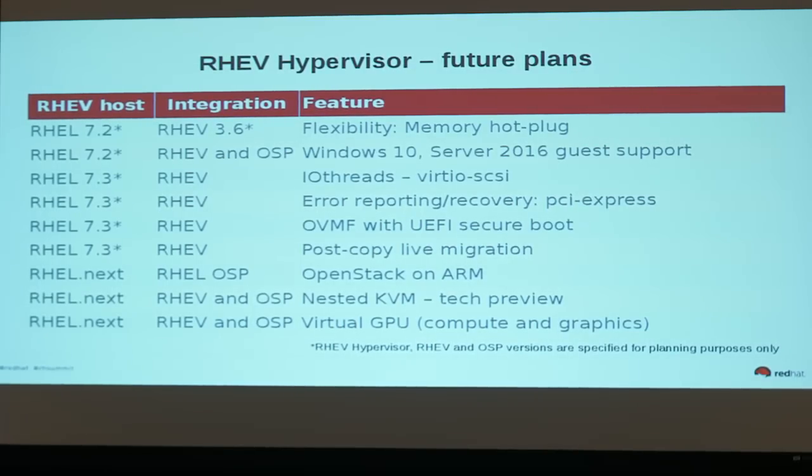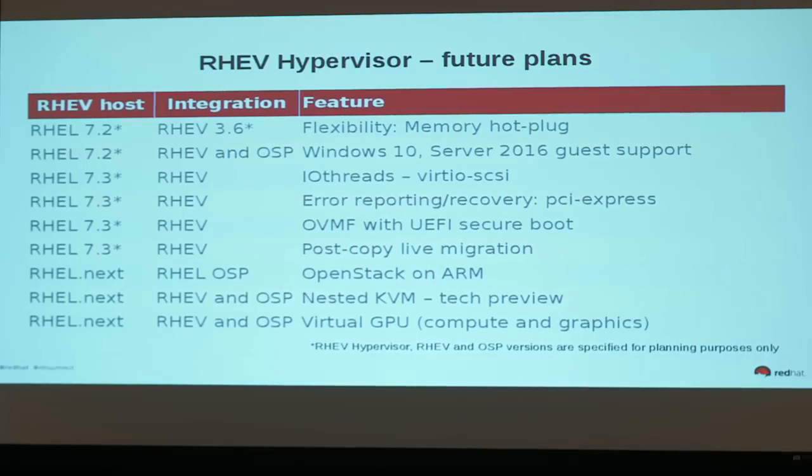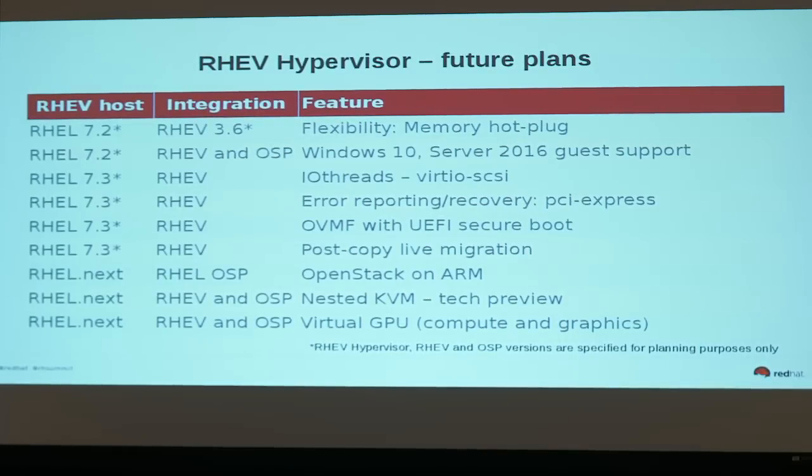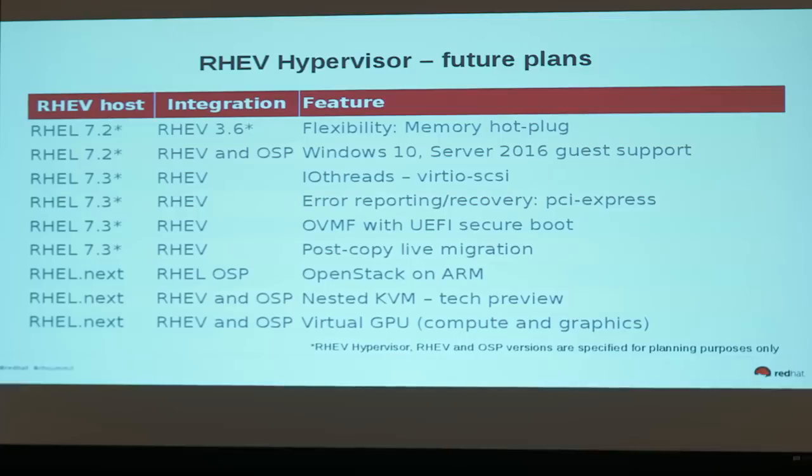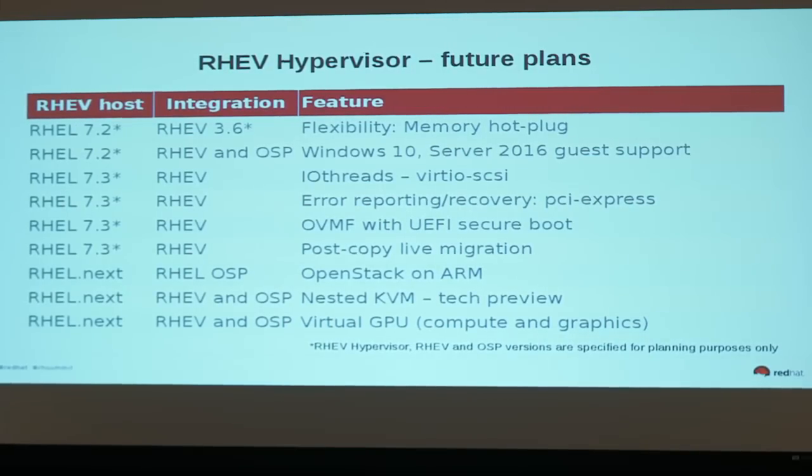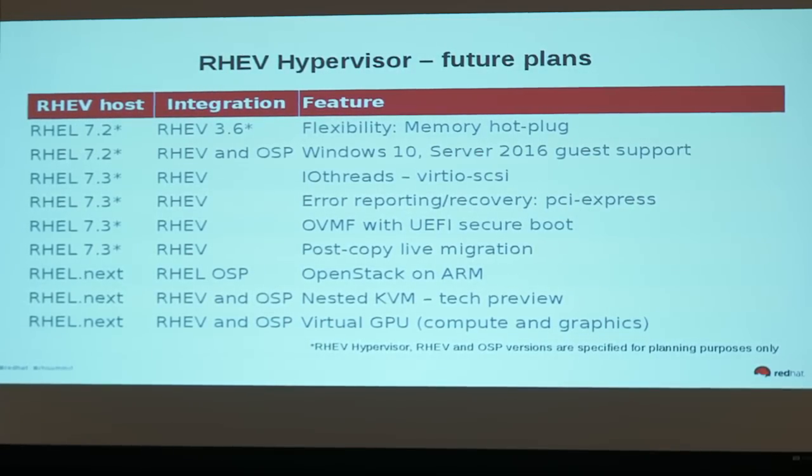First one is memory hot plug. Again, I'm pretty confident of this one for RHEL 7.2 because the code is in QEMU upstream already and backported into RHEL 7.2 QEMU KVM Rev. What I'm not as sure about is the Rev support. I know they're working on it for Rev 3.6. I'm not sure if they'll get the unplug support in.